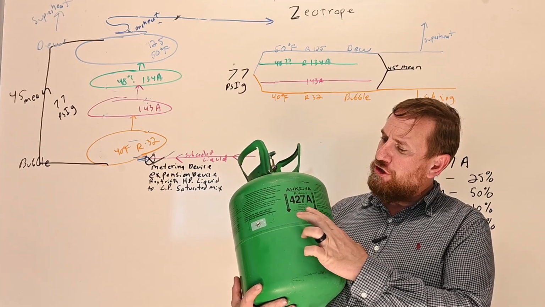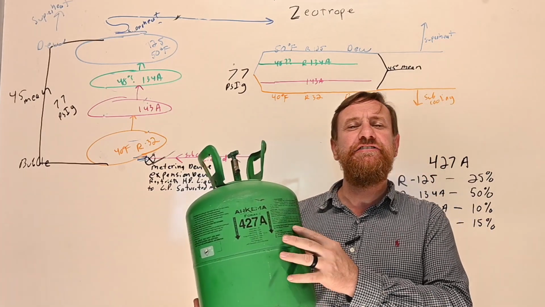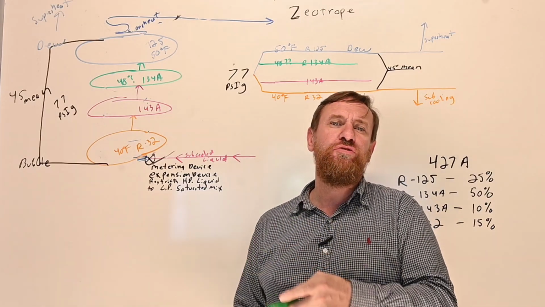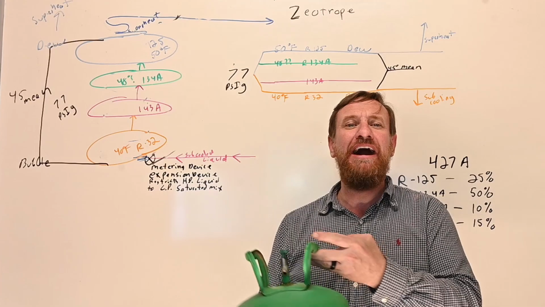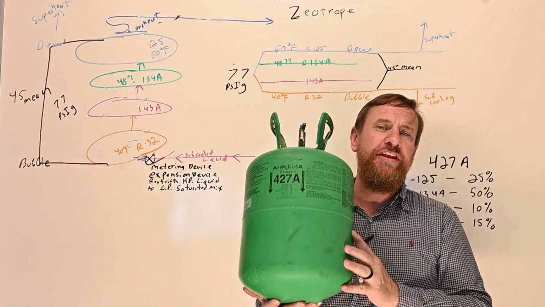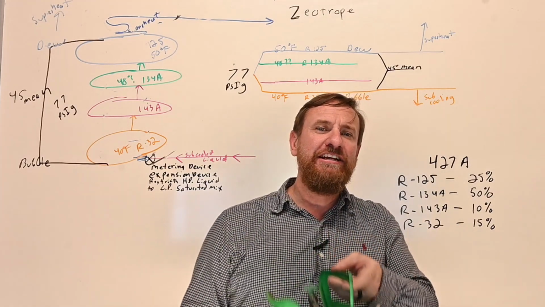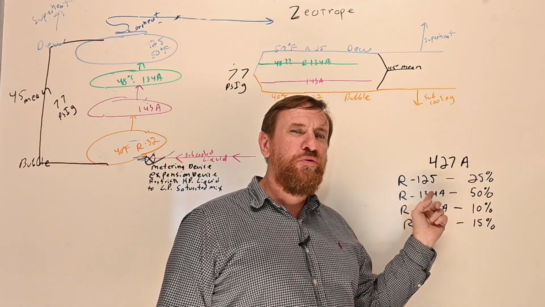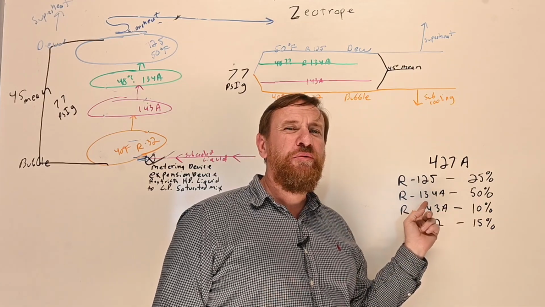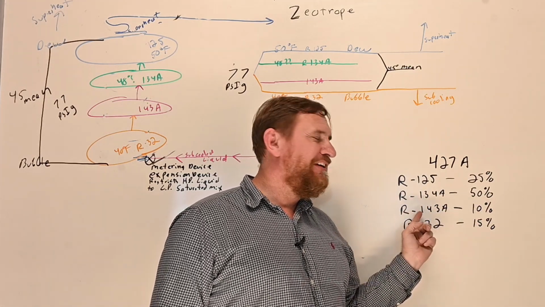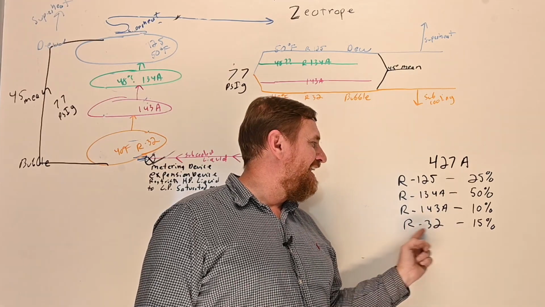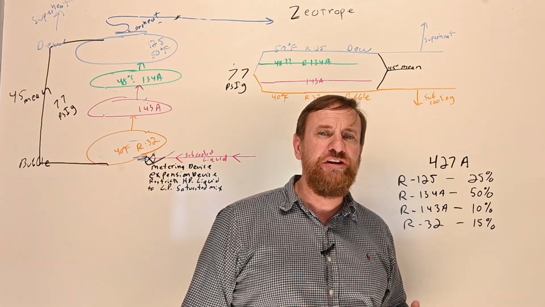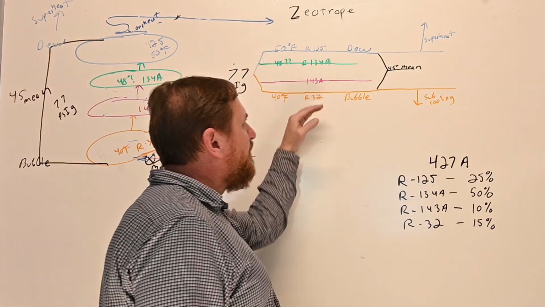So if we take a look at the Zerotrope, it's 427A, and this is a very popular retrofit replacement for R22. If we took all the R22 out of the system and replaced it with this refrigerant, it's a high glide refrigerant, so let's take a look at what would be happening. R427A is 25% R125. It's 50% R134A. It is 10% R143A, and it's 15% R32. At least two of those we know are flammable refrigerants.